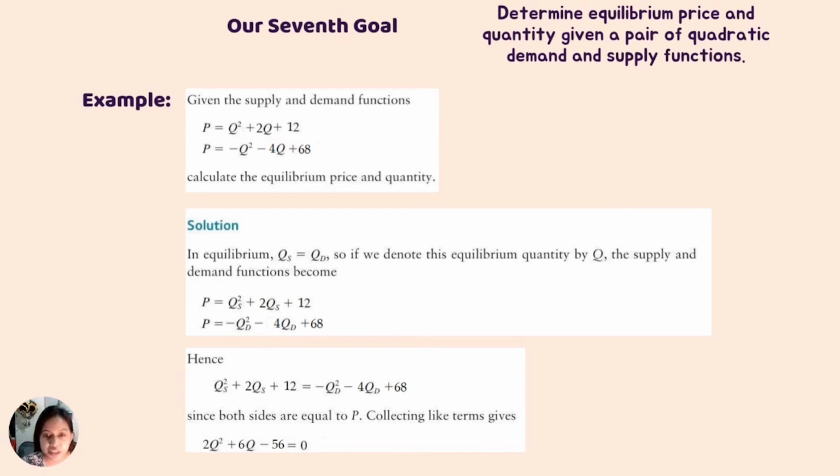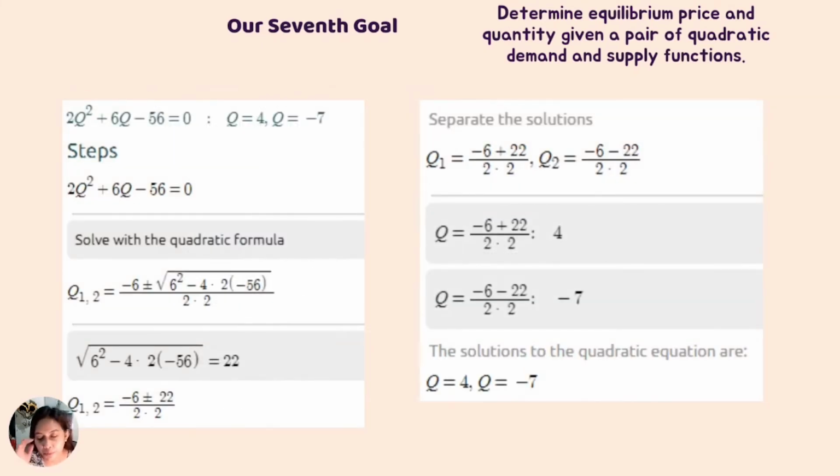So we have here the supply equals demand. So we have Q squared plus 2Q plus 12 equals negative Q squared minus 4Q plus 68. And we get 2Q squared plus 6Q minus 56 equals 0. And we will use the quadratic formula. So we have the answer of Q, which is 4, and the other answer of Q, negative 7. Since we are in the business world, we don't use negative here. So we just use 4.